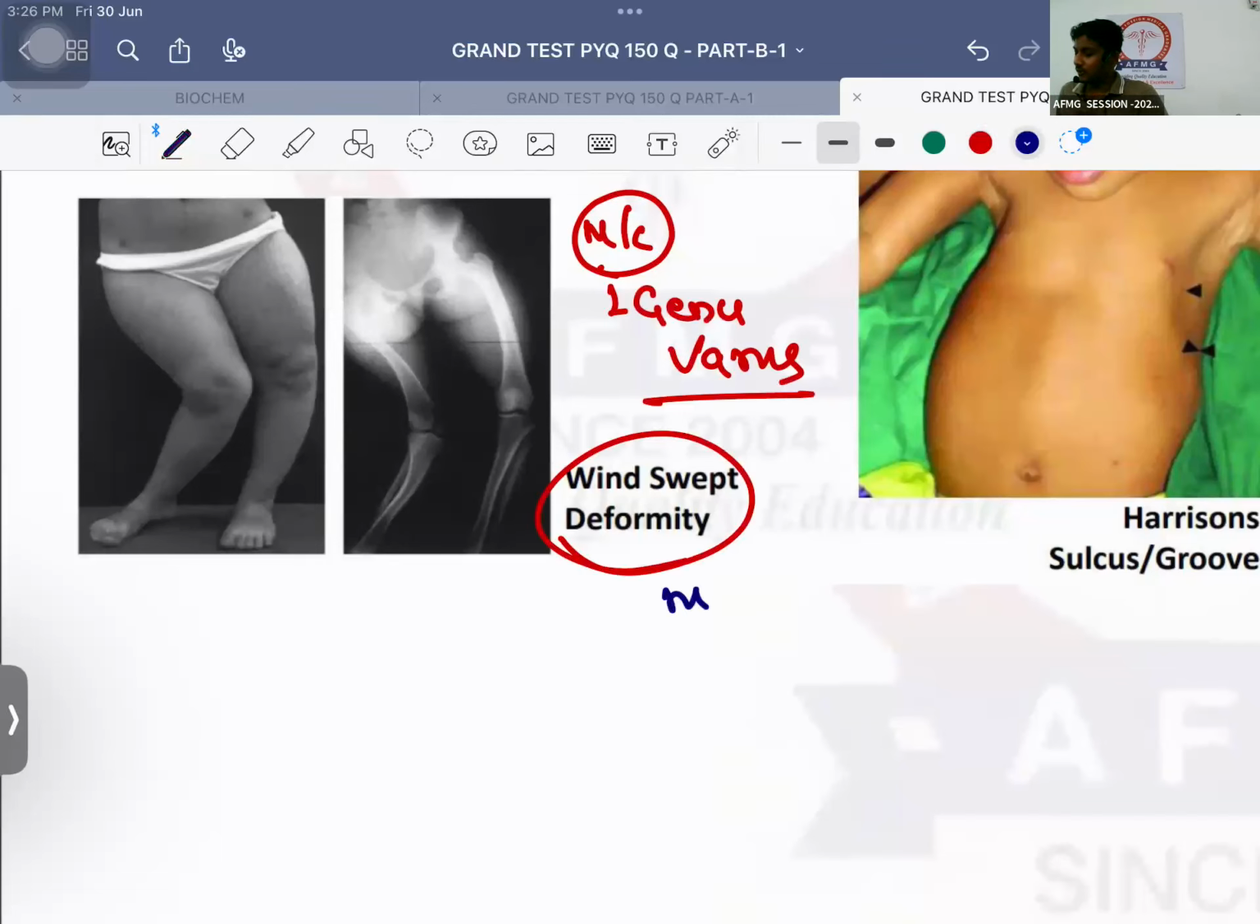Most common cause of wind-swept deformity in a child is nothing else but rickets. Most common cause of wind-swept deformity in adults is rheumatoid arthritis. Please remember that. No issues with this. Most common cause of genu valgus in adults, rheumatoid arthritis. Most common cause of genu varus in adults, osteoarthritis.